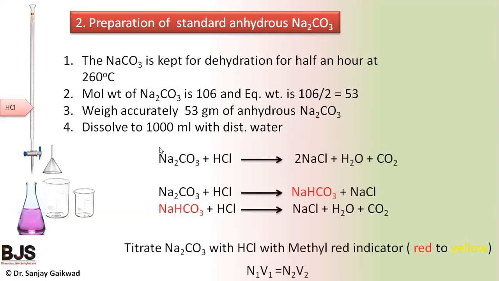Now sodium carbonate when treated with HCl gives 2 NaCl plus H2O plus CO2. But this reaction takes place in two steps. Sodium carbonate first reacts with HCl to give sodium bicarbonate, and then the sodium bicarbonate reacts with HCl to give NaCl plus water, and CO2 gas is released. For the titration of HCl with sodium carbonate, methyl red is the best indicator, and it shows a color change from red to yellow.